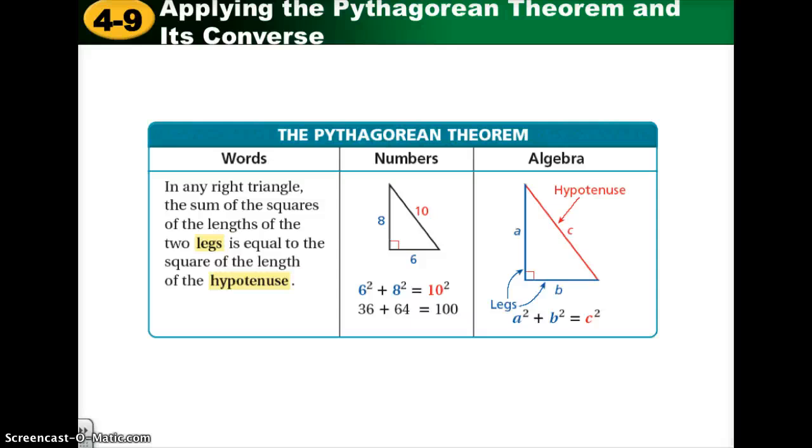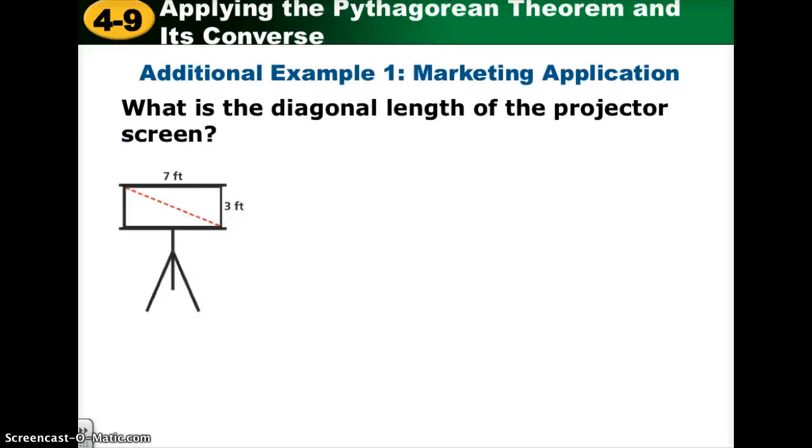This only works for right triangles. We always have 2 legs and a hypotenuse. The hypotenuse is easy to identify because it's the longest side, and it's the side that's across from the 90-degree angle. The legs would be the 2 sides that surround the 90-degree angle.